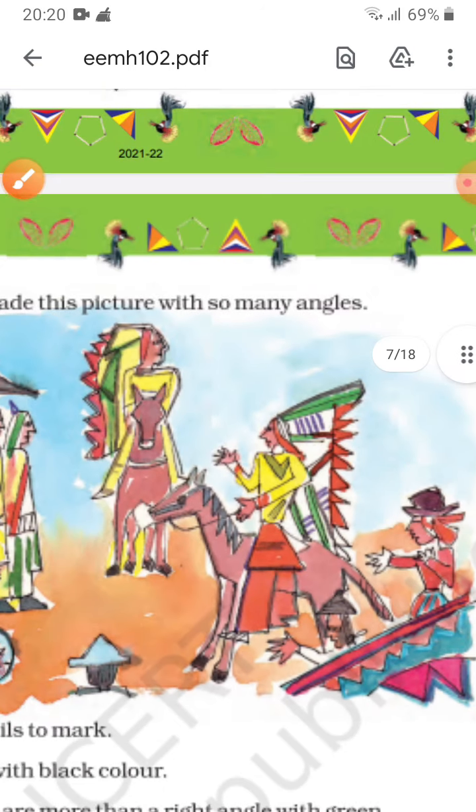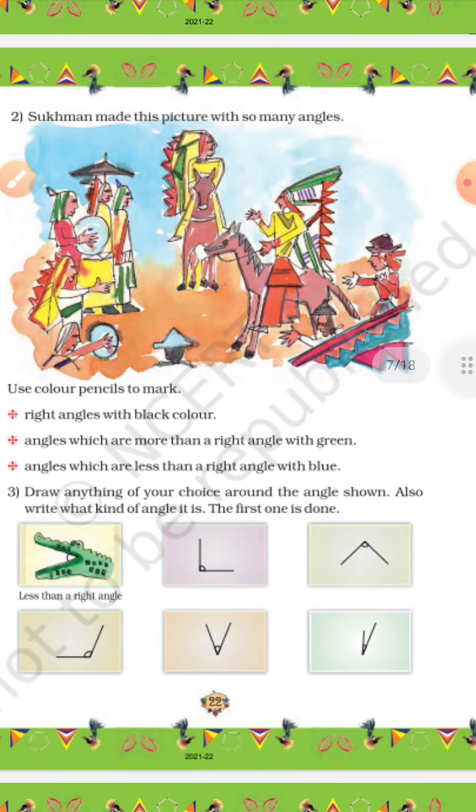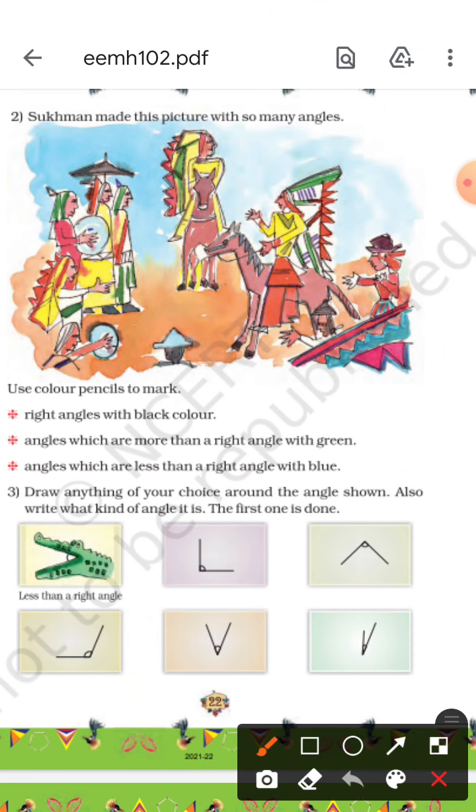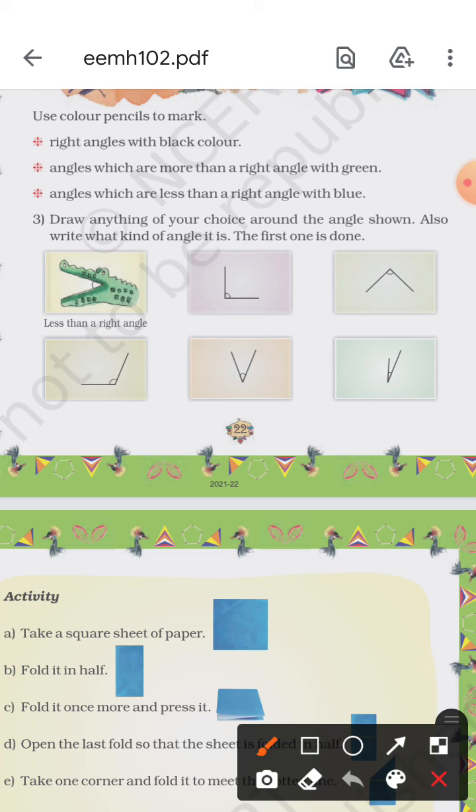By watching this figure you can do it yourself. You can find out the angles created here. By watching this figure very carefully, you can mark all these angles. Now the third: draw anything of your choice around the angle shown. Also write what kind of angle it is. So if you see all these angles, one by one we will be doing that.